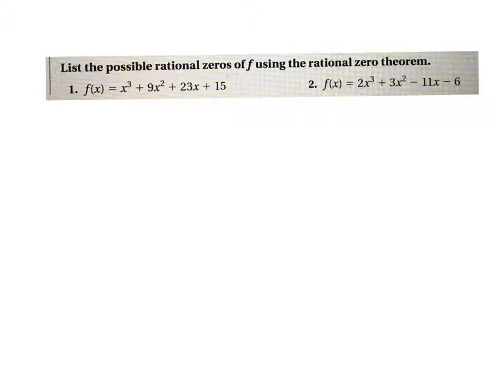All right, let's look at them here. List the possible rational zeros of f using the rational zero theorem. What I'm always going to do is take the factors of the constant term and put them over the factors of the leading coefficient. Because the leading coefficient is 1, you can always do plus or minus, because positive and negative numbers both go into 15. I'm just going to put the factors of 15: 1, 3, 5, and 15. If you did 1 over 1, 3 over 1, 5 over 1, 15 over 1, it's those numbers, so that's all I'm going to do.